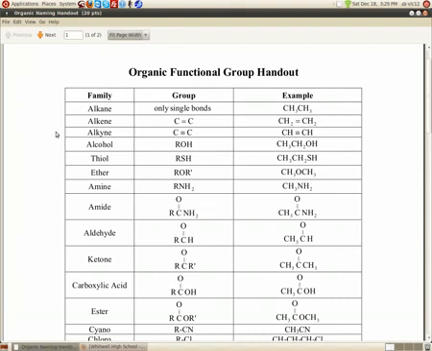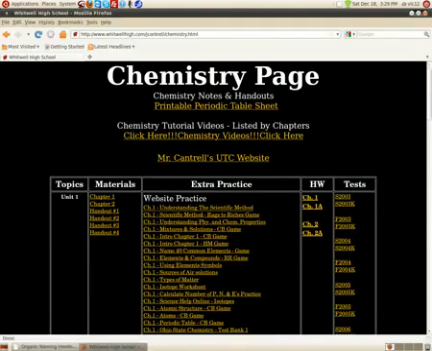Alright folks, welcome back. In this video I'm going to show you how to identify functional groups. We're going to be looking at two different handouts today, and if you're wondering where I got these handouts from, I'll show you on my website in the chemistry section.